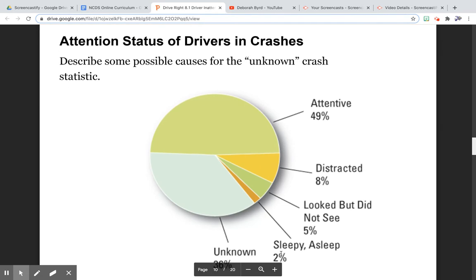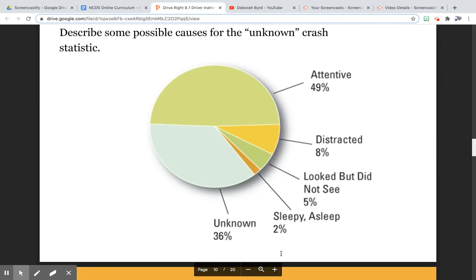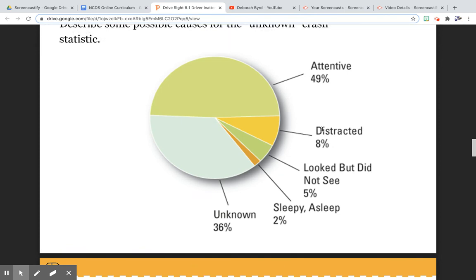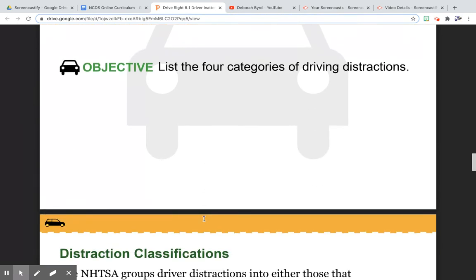Attention status of drivers in crashes. Describe some possible causes for unknown crash statistic. So we got some that we know are attentive, distracted, look but did not see, sleeping asleep. What are some of your unknown ones? List of 4 categories of driving distractions.